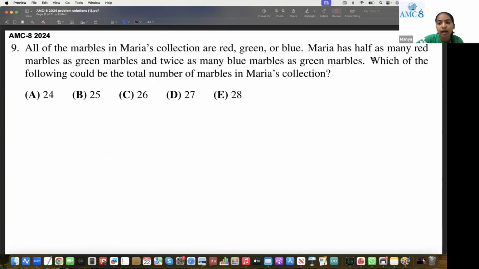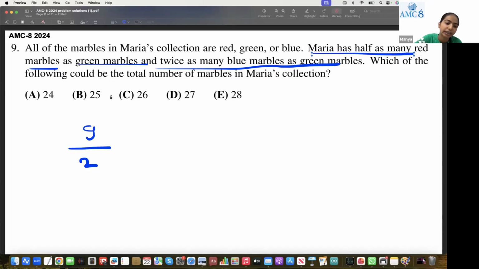So we know that Maria has half as many red marbles as green marbles and twice as many blue marbles as green marbles. Assuming that green is G, instead of writing G by 2 for red, because it's half as many red as green, let's just write G because we don't want a fraction of a marble. We'll just write G here. And if red is G, so if half is G, that means that green has to be equal to 2G.